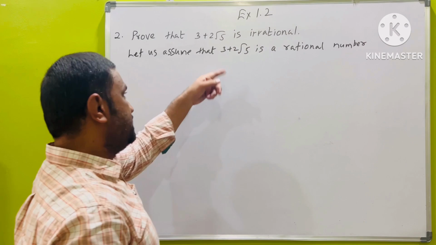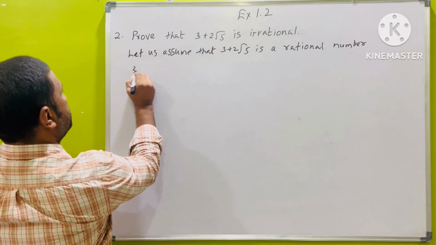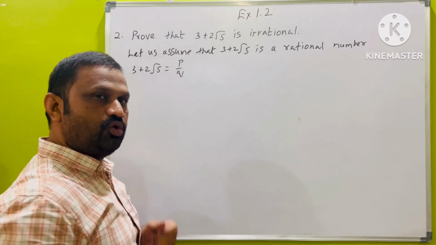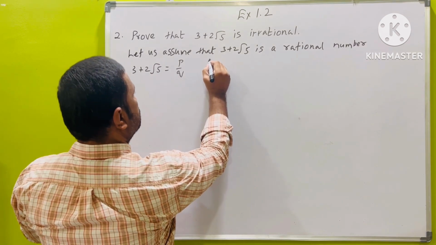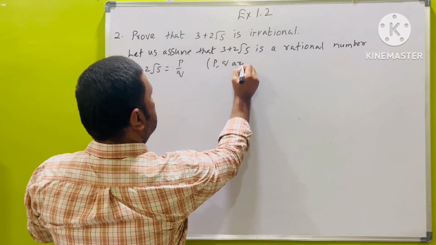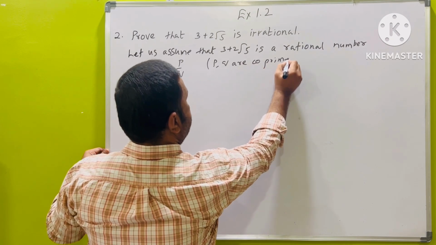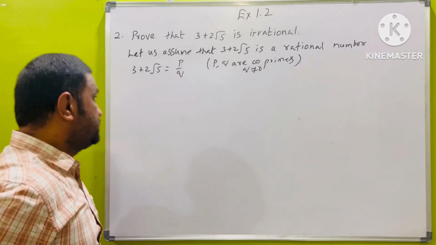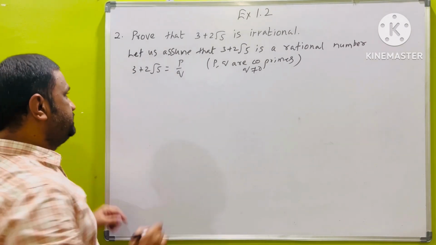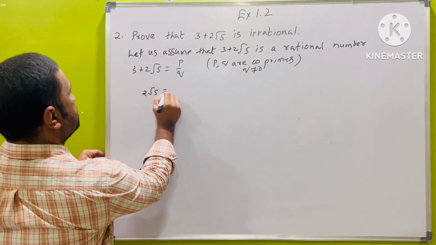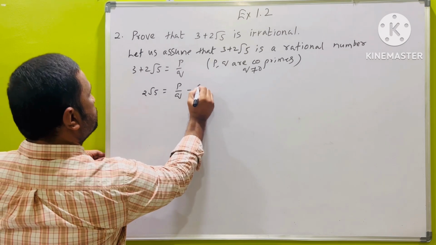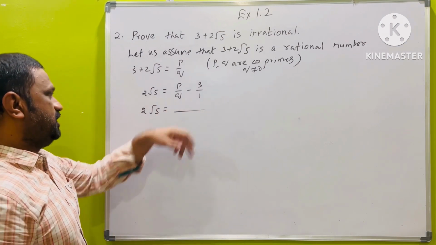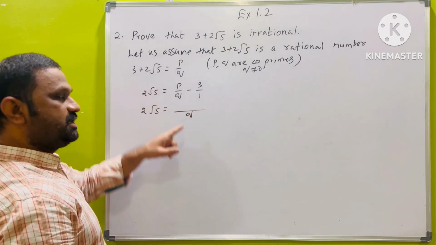Then we can write 3 plus 2 root 5 is equal to P by Q, where P and Q are co-primes and integers, Q not equal to 0. Okay, this question is very simple. Simply send 3 to the right hand side. 2 root 5 is equal to P by Q minus 3. You can write 3 by 1. 2 root 5 is equal to, find the LCM of Q and 1, we will get Q. Now cancel P by Q into Q.